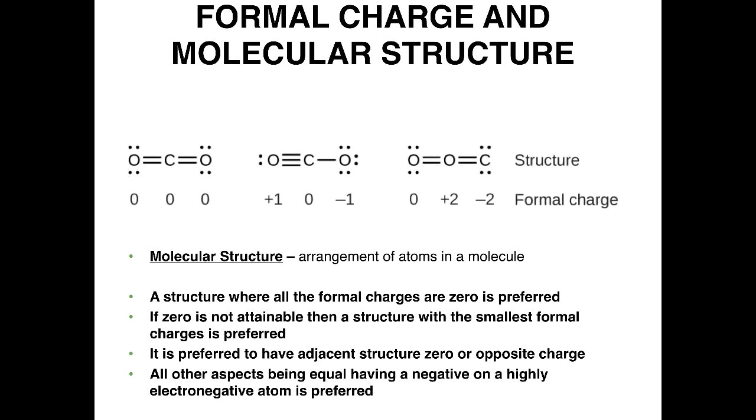So here are some examples. You have 3 different ways of writing carbon dioxide, and the one on the left here would be the preferred because all the formal charges are 0. The one in the middle would be next in line because it has a lower or smaller formal charge, and the one on the right is the least preferred because it has higher formal charges and because you have a plus and a minus together.